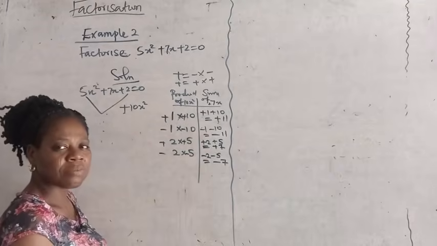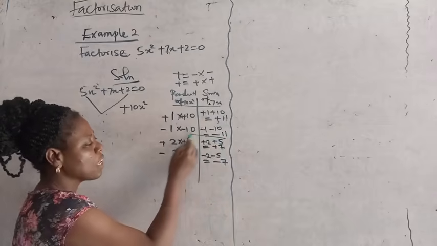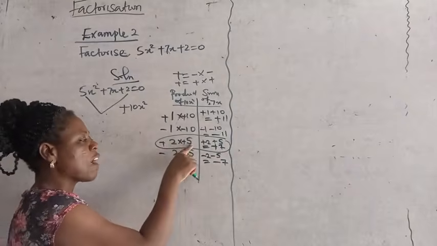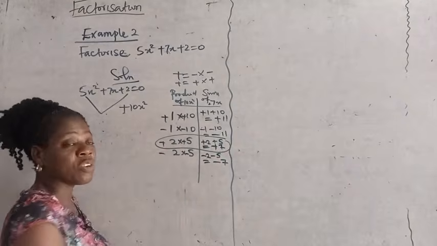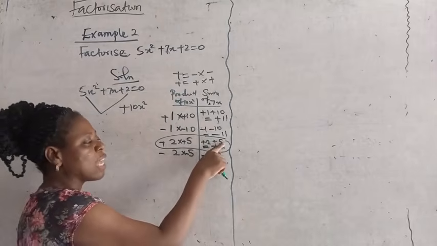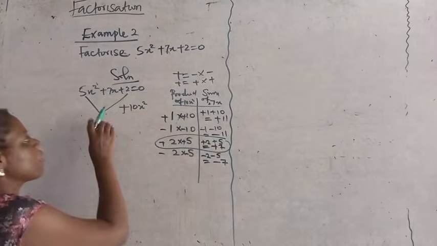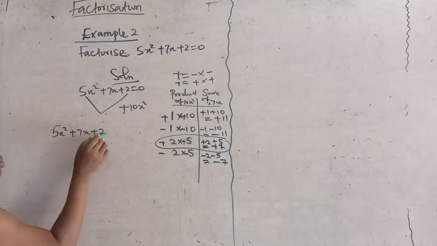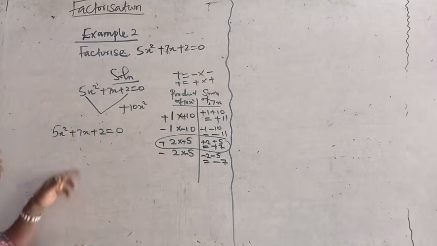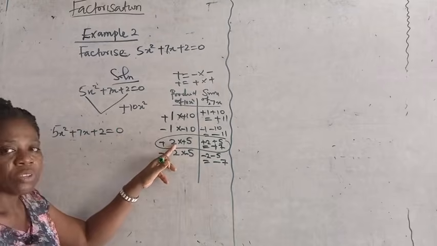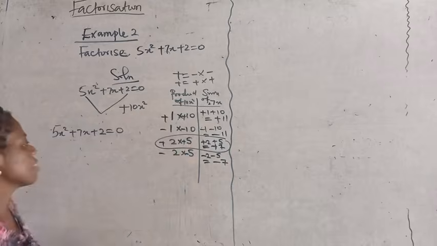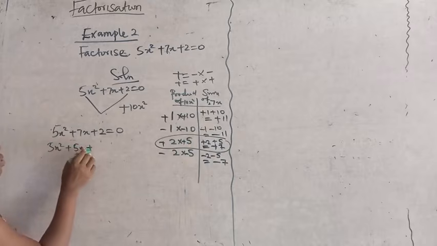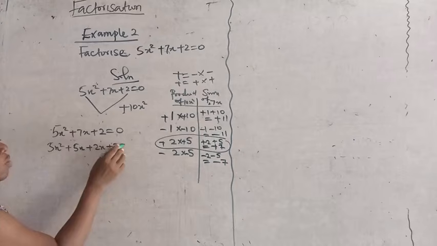Out of this, one we have tested. Which one obeyed? This is the one that obeyed, that gave us plus 7. 2 times 5, which is plus 2 times plus 5, gives us plus 10. And when we have 2 and 5, we have plus 7. We'll come back to our equation. We have our 5x squared plus 7x plus 2 equals 0. Wherever we see 7x, what are we going to put there? 2x and 5x. I will now say 5x squared plus 5x plus 2x plus 2 equals 0.